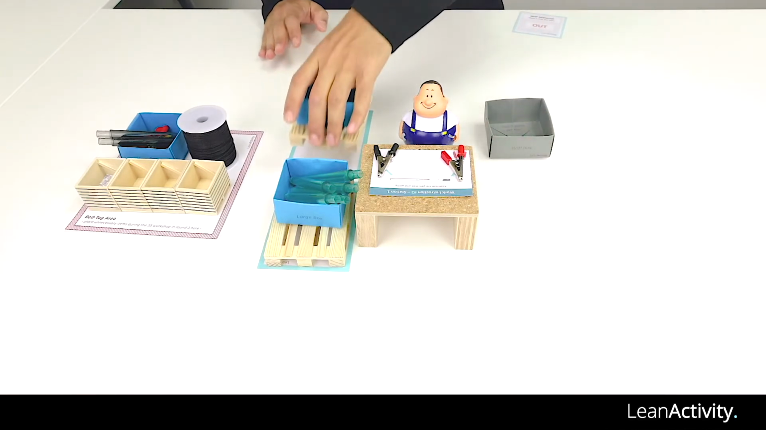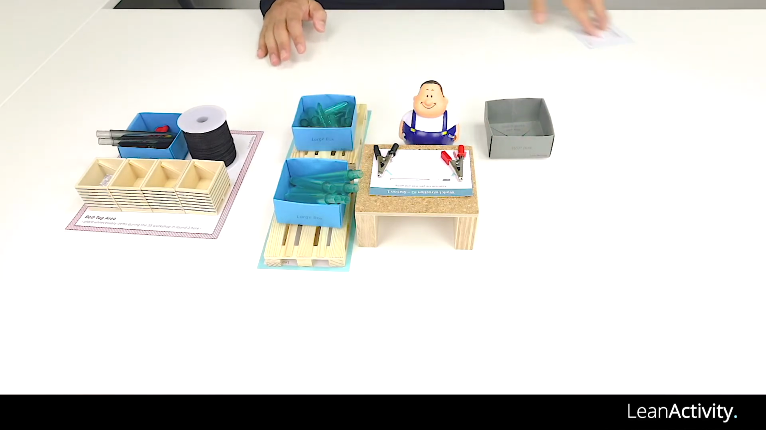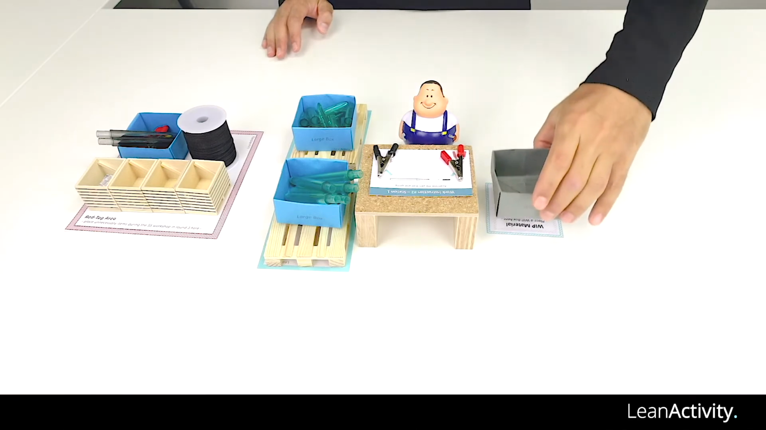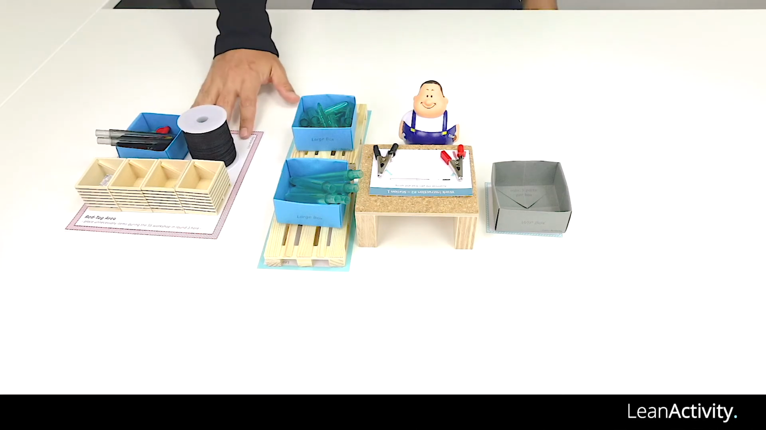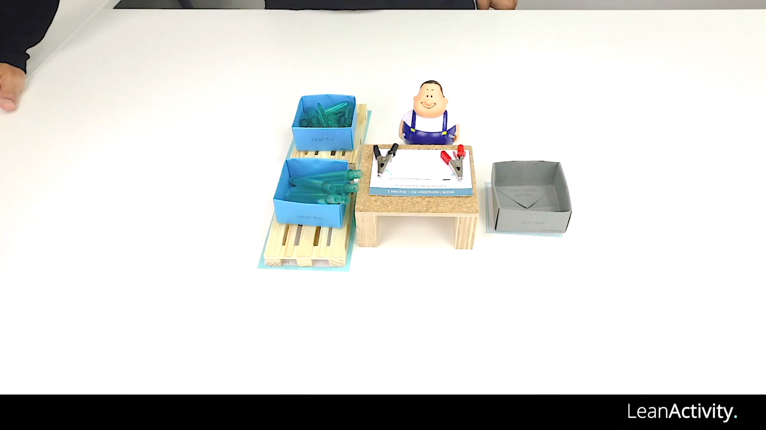Make sure all items have a dedicated position on the workbench. Make them easy to grab and oriented in the right way for the operator. The next S, shine, stands for a clean and tidy work environment.